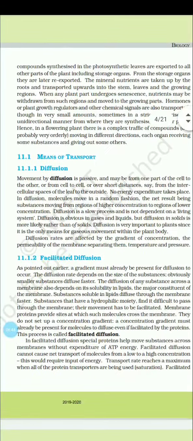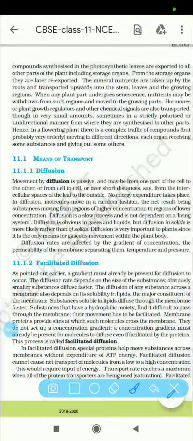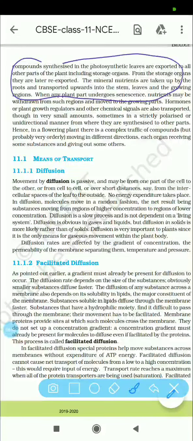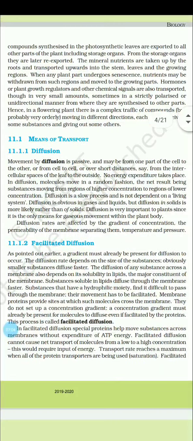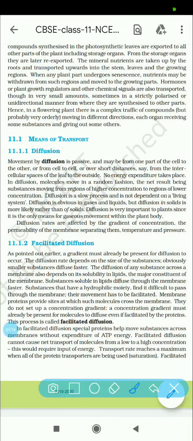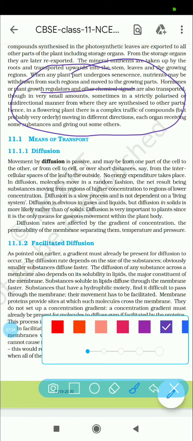So kindly, this sentence is important and kindly note that down. As you know, the minerals will be taken up by roots and transported upward towards the stem, whereas leaves will mainly form the food, which will be transported downwards toward the roots and other parts of the plant body. Then they have mentioned that whenever any plant part undergoes senescence, the nutrients will be withdrawn from such regions.